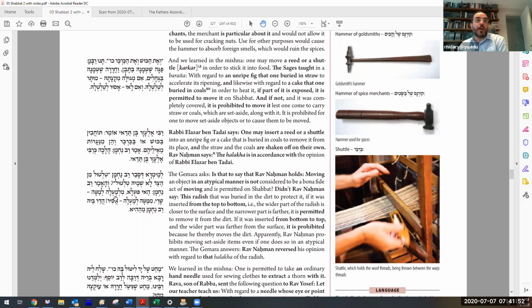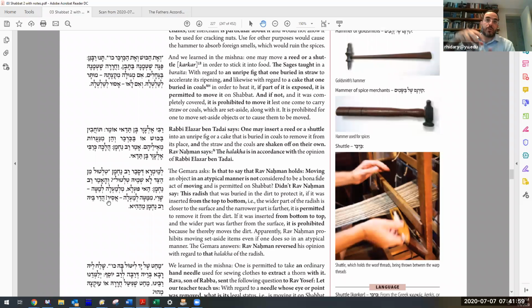Amar Rav Nachman, "Hai pulga milmala lemata share mimata lemala." If I had a radish and I had put it into the dirt to protect it, if it's right side up, in other words, it's shaped like this, with the big part on top, and I pull it out, I'm not moving any dirt, then it's allowed. But if it's upside down, think of a carrot or something, then when I pull it out, it's going to cause the dirt to move, and then it's not allowed. So you see that Rav Nachman says tiltul minasad, indirect moving, is a problem.